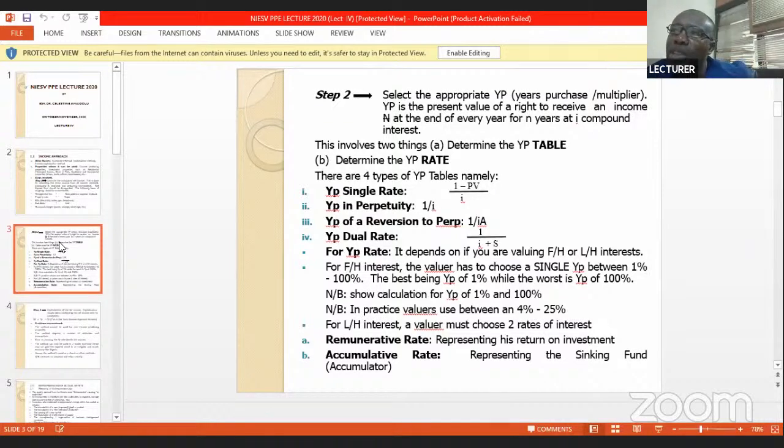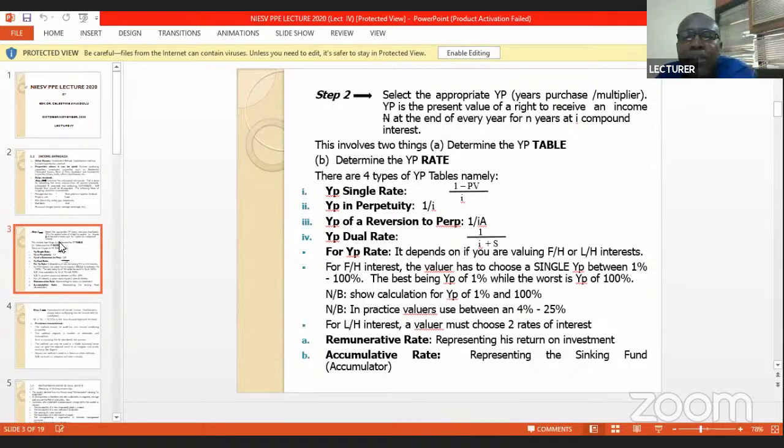But present value of 1 naira per annum is talking about the present value of the right to receive an income in naira at the end of the year. Mark the word, at the end of the year. For n years, n represents the number of years at i rate of interest, compound interest. i represents the rate of interest. So, present value of 1 naira per annum is the same thing as YP.